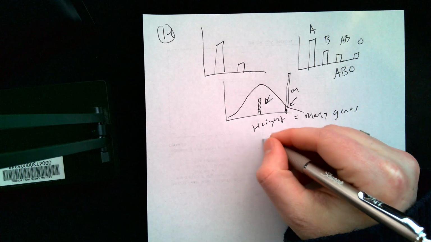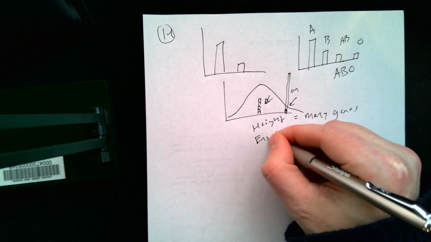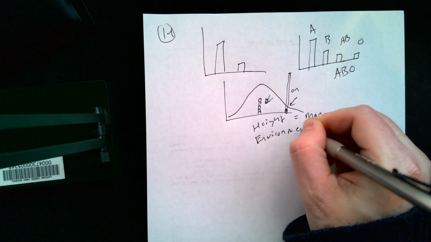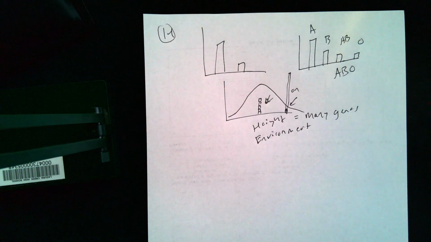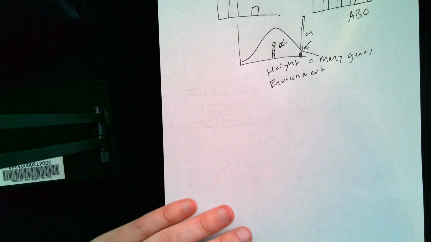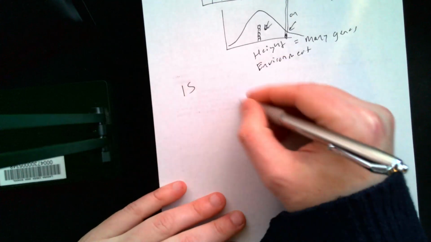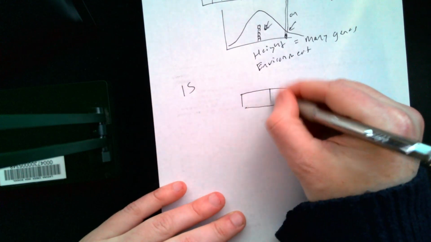The other thing that can affect continuous variation is the environment. So we know that the environment affects our traits, and the environment also gives us this continuous variation. And so you can see we have our mean, median, and mode with this kind of data. You can also do a box and whisker plot. So a box and whisker plot is like this.